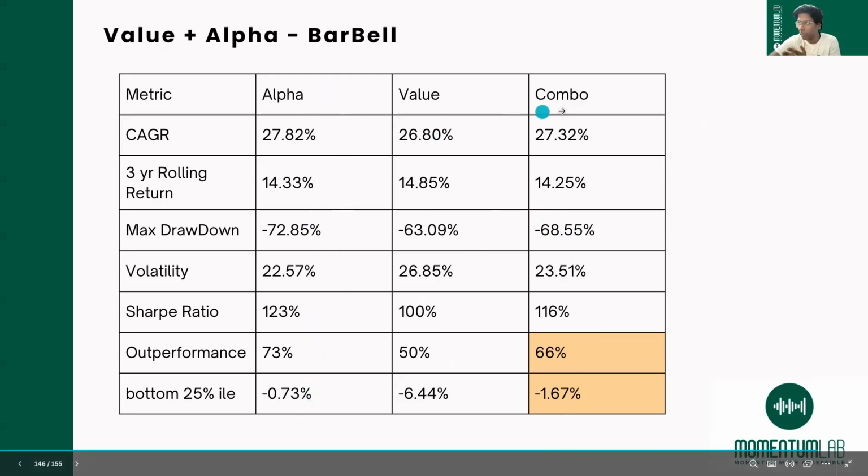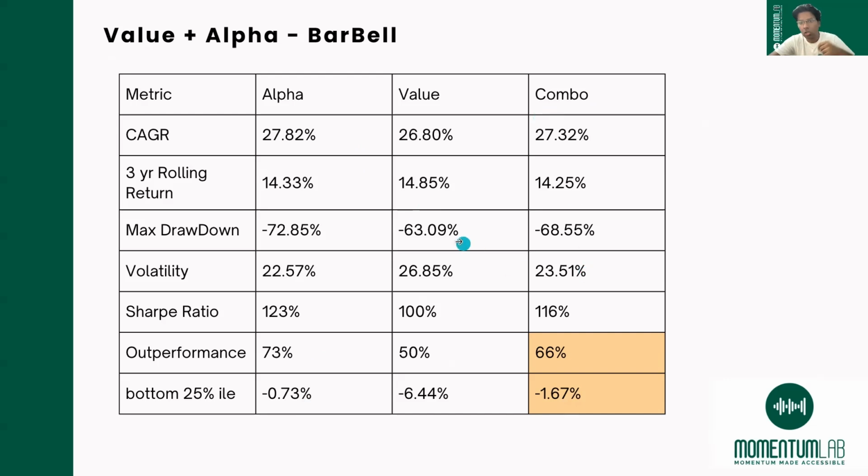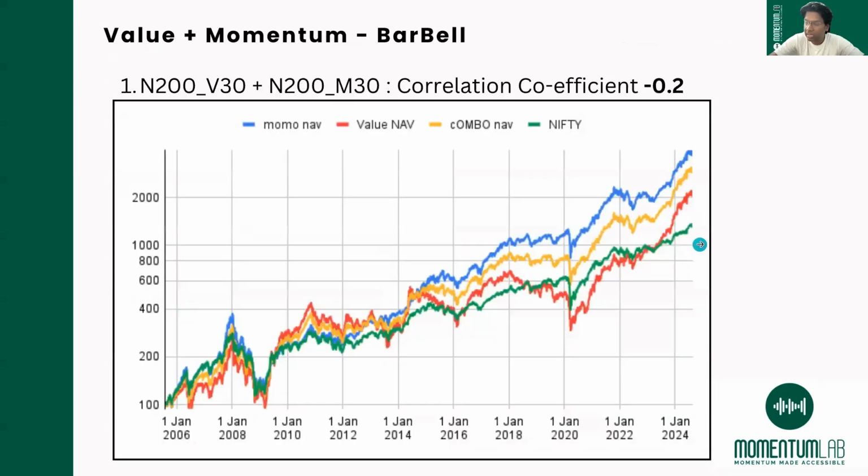If you look at any of the parameters, alpha is still better than the combination. So even though alpha and value are negatively correlated, that benefit of negative correlation is not translating when we combine these two. Let's take a look at the next combination, which is value and momentum.